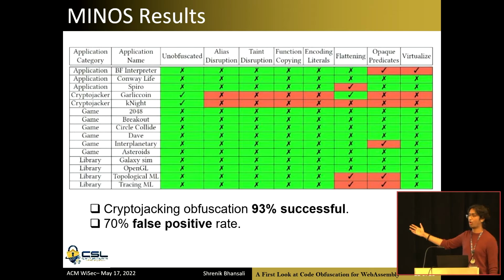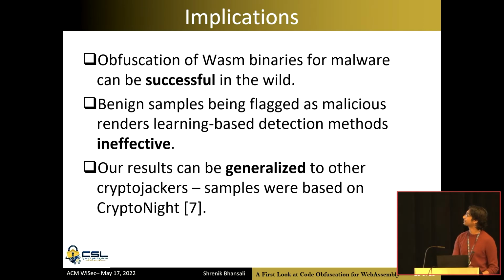And any other sample that was detected as malware was almost always incorrect, creating a 70% false positive rate, which rendered Minos completely ineffective. This showed us that obfuscation for Wasm binaries for malware can be successful in the wild. And even though we only had 2 cryptojacking samples, we think that analysis can be extended to more than just those 2 because they were built on Kryptonite, which is a hashing algorithm that's very commonly used for Monero miners, which is the main type of crypto miner used in the wild.